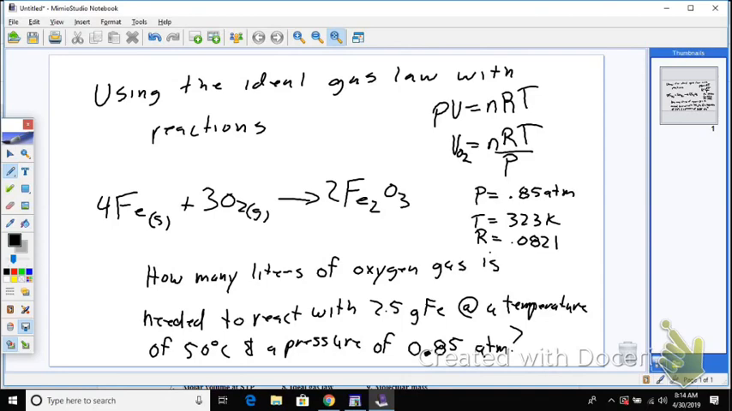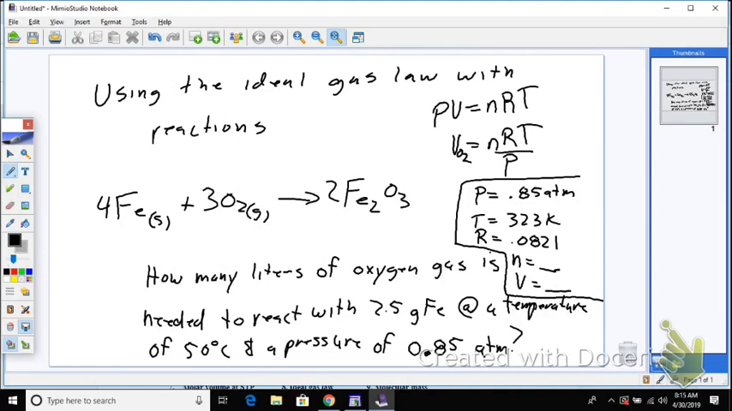Okay, then we need to know moles of oxygen. I kind of ran out of room, so I'm going to put moles of oxygen. We don't know that, and we don't know the volume. So we've got two things we don't know. I want you to look at this. We can find moles, so that we can find the volume of oxygen. How are we going to find moles of O2?